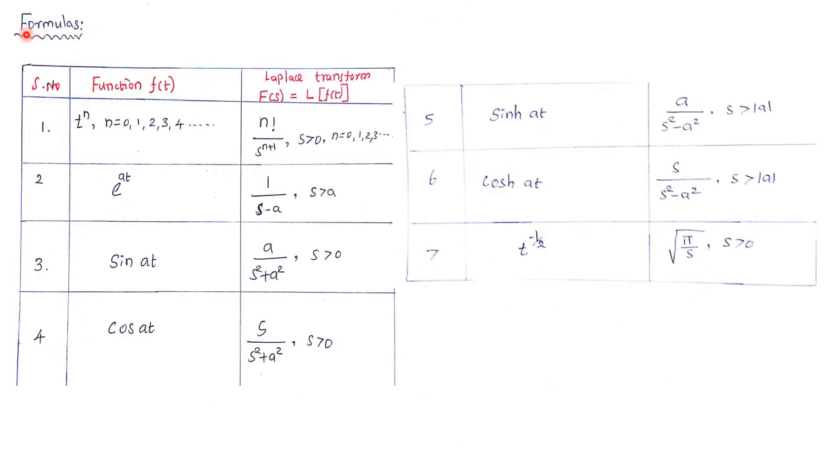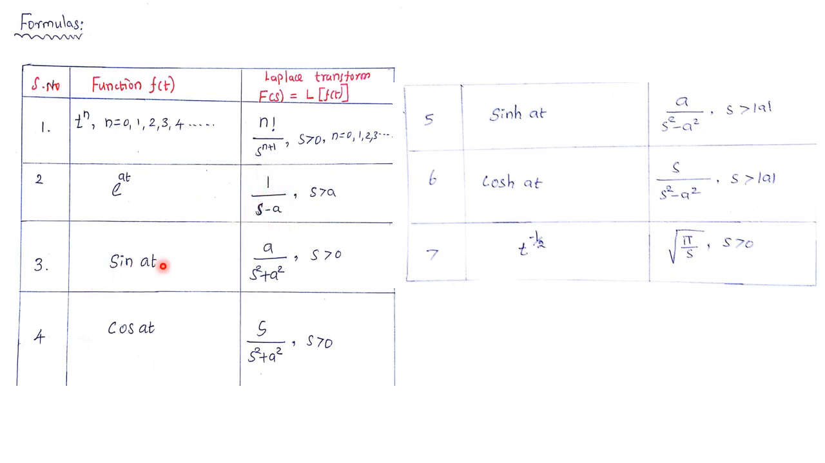So these are the basic and important formulas used in the Laplace transform. These are the functions, and here in the third column, the Laplace transforms. For the function t power n, the Laplace transform is n factorial divided by s power n plus 1. Second formula, the Laplace transform of e power a t is 1 divided by s minus a. In case you have e power minus a t, then 1 divided by s plus a.